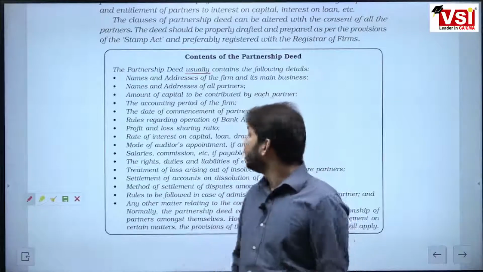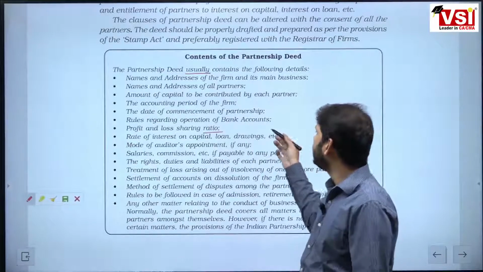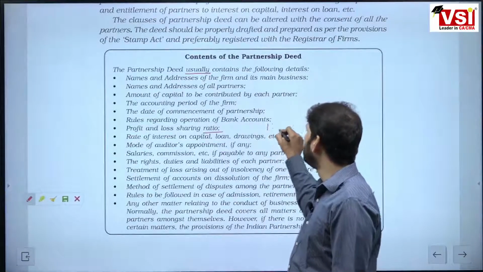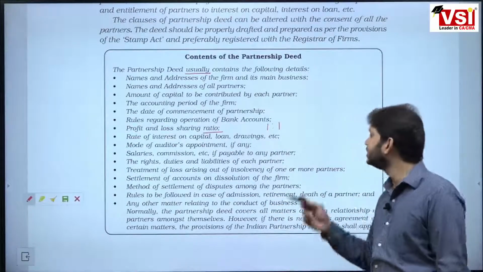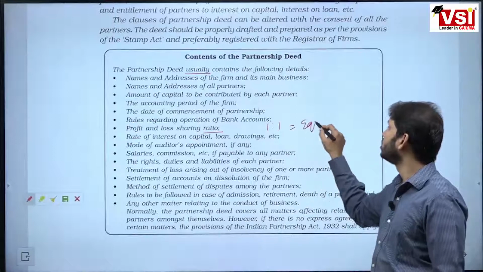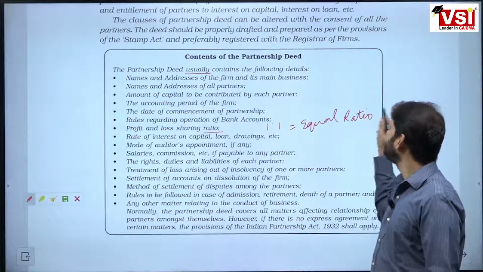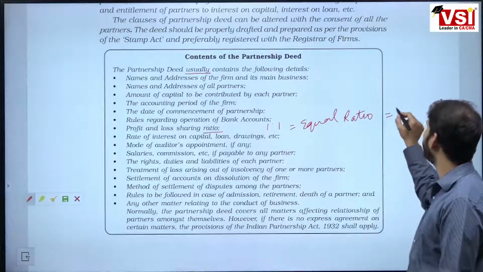Okay, here the word ratio is written. So I'll give you an example. Let's see, there are two partners, and the ratio is 1:1. What does 1:1 mean? 1:1 means equal ratio. That means 50-50%.